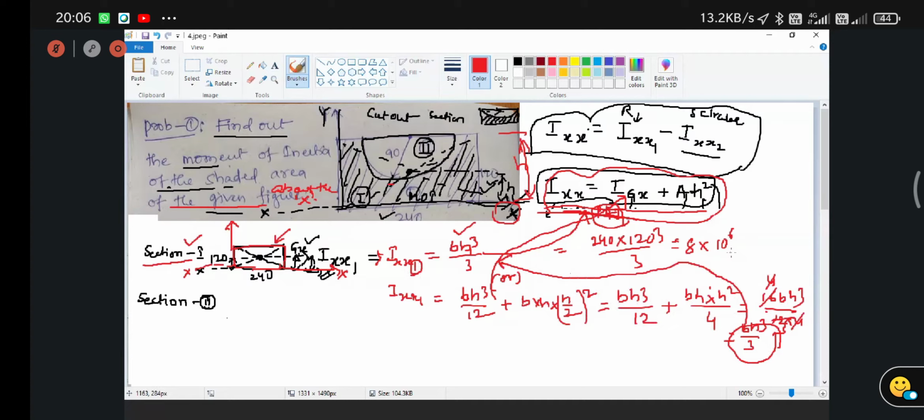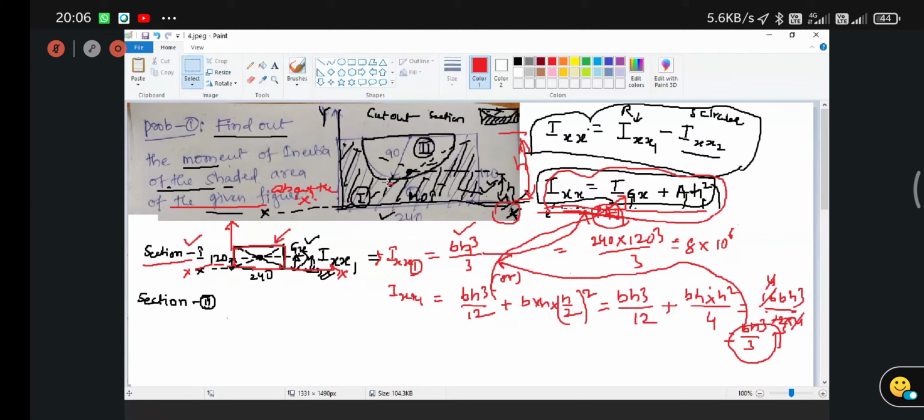Okay, so now I will erase this. Now we got 8 into 10 power 6, 8 into 10 power 6 as the moment of inertia of the first rectangle. Now the second section is somewhat tricky.